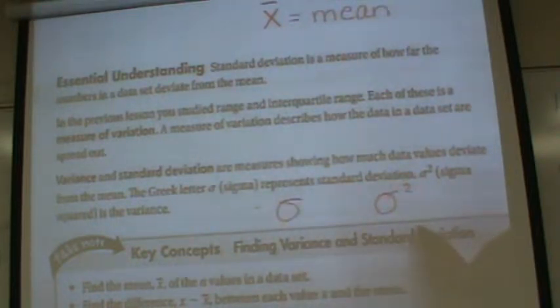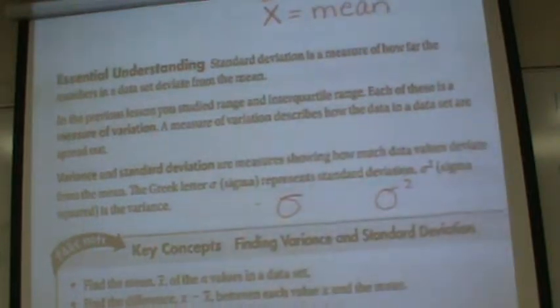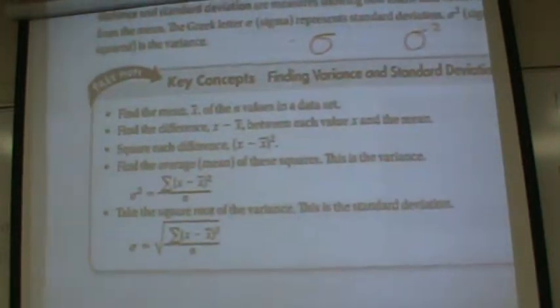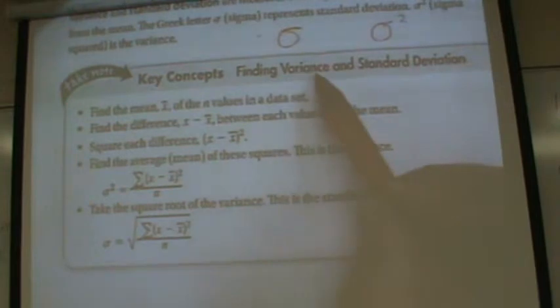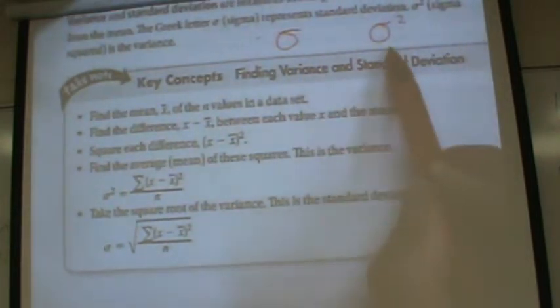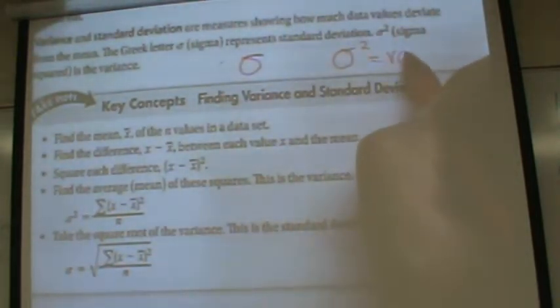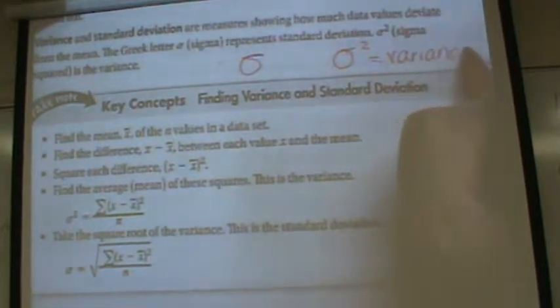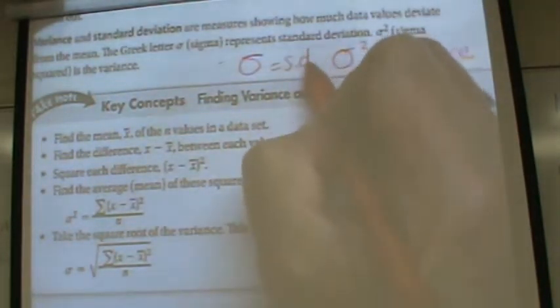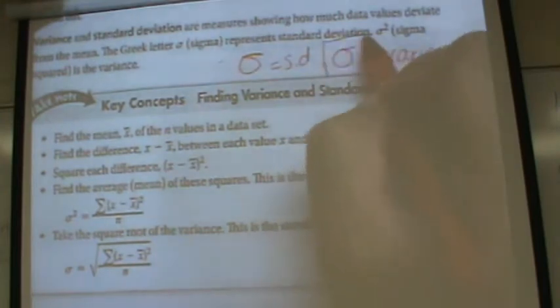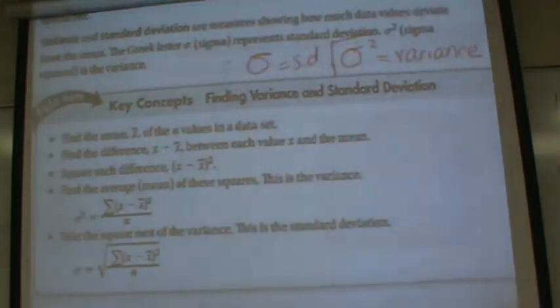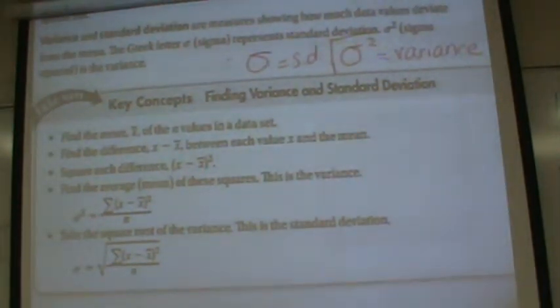Sigma squared is variance. So this is the formula for how you find variance and standard deviation. You find variance first and then take the square root of that. This is your variance. And this is your standard deviation. You do this first, and then when you take the square root of that, that's your standard deviation. Okay?